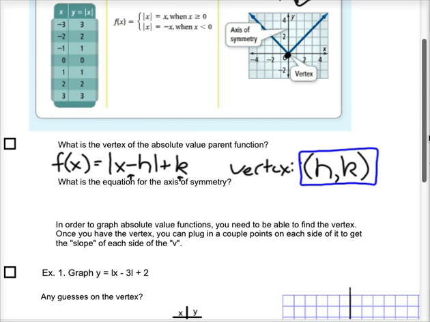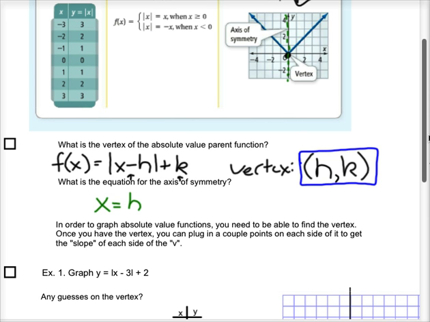And then what is the equation for the axis of symmetry? Well, I want you to notice the axis of symmetry is going to be a vertical line. And as we already discussed, a vertical line will always have the equation x equals the number that it's at. So the equation of the axis of symmetry is going to be x equals that h value, all right? That's where that is going to lie.